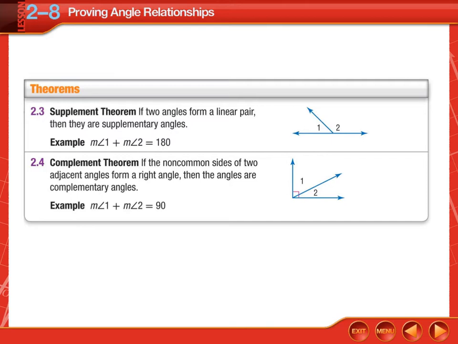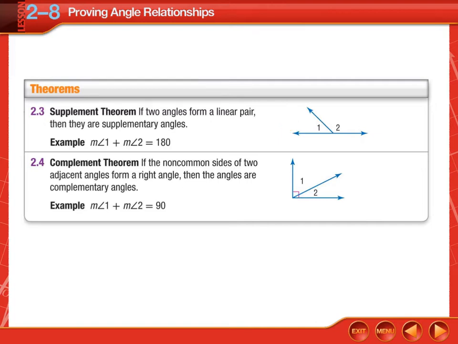Okay, so now we have a couple more theorems. This one is the supplement theorem. It says if two angles form a linear pair, then they are supplementary angles. The proof of this is really a simple proof. Basically, if you have a linear pair, this is the picture that you have.